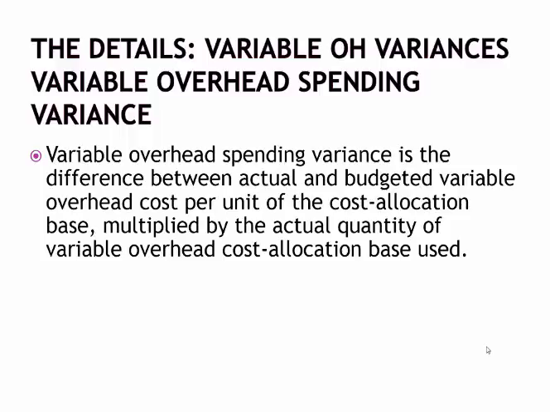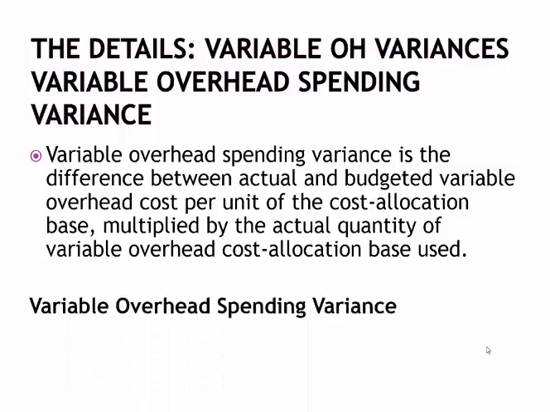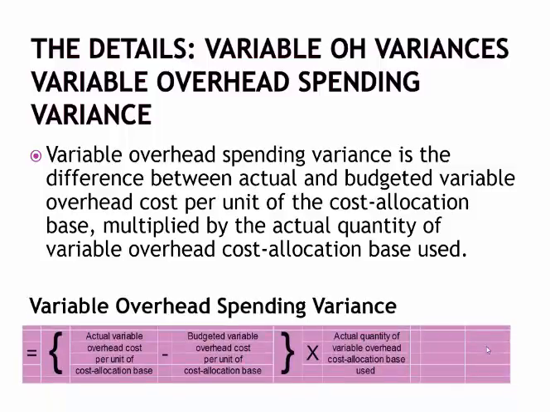All right. Looking at the spending variance, we switch the formula around just a touch. The variable overhead spending variance is the difference between the actual overhead cost per unit and the budgeted variable overhead cost per unit of our cost allocation base, multiplied by the actual quantity of the variable overhead cost allocation base used. All right, so here it is spelled out again.